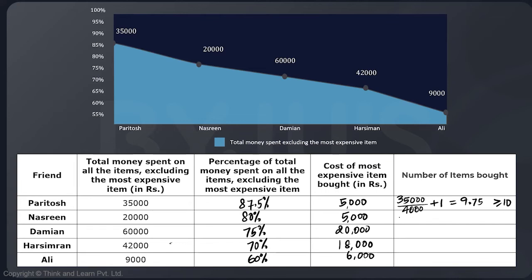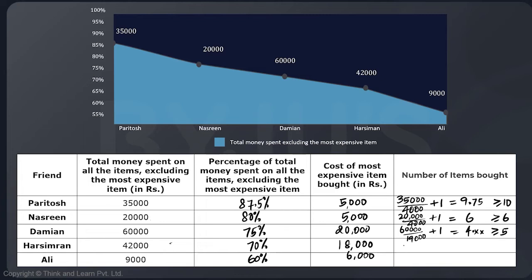Similarly, for Nasreen, the total money that Nasreen has spent is 20,000. Let's divide it by 4,000 and add 1 to it. So this is going to be 5 plus 1, 6. So this should be at least 6. For Damian, it's 60,000. And if we divide it by 19,000 and then add 1, this is going to be 4 point something. So it's going to be at least 5.